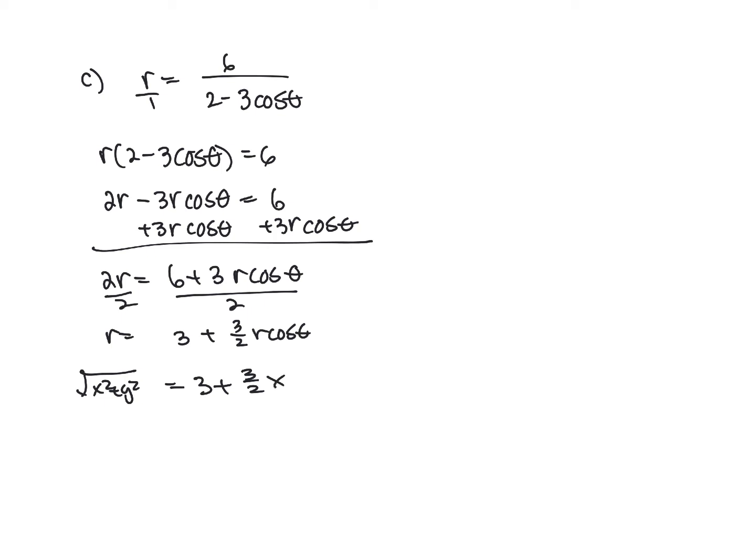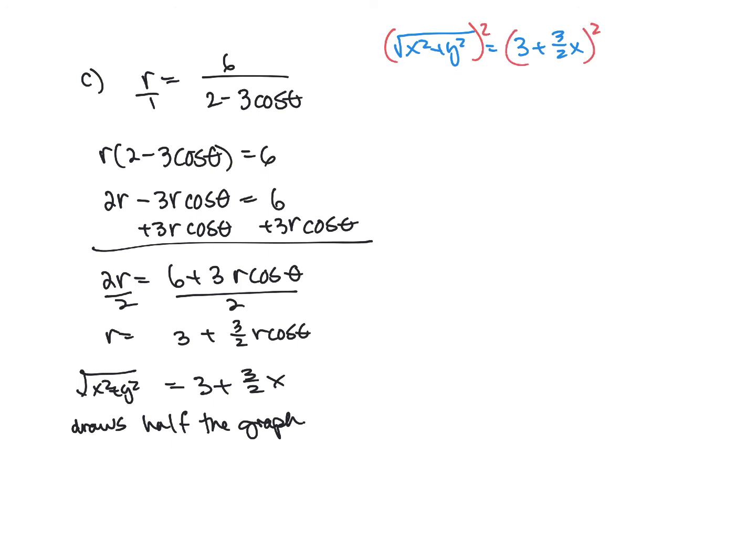So this is one of your answers that it gives you, but here's the thing. This only draws half the graph. Okay, so you need to make note of that. So what you want to do is take a look at squaring each side. So I'll go ahead and we'll start a new piece here. So if I have the square root of x squared plus y squared equals 3 plus 3/2 x, I'm going to go ahead and square each side. And remember, that's getting me the other side of this.